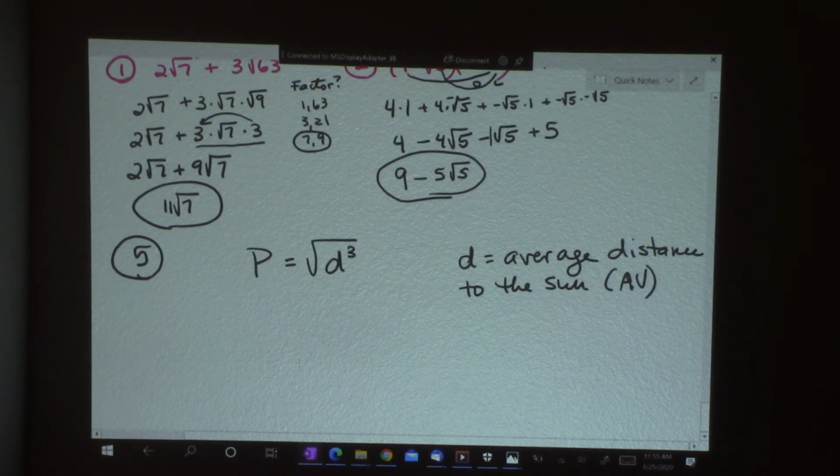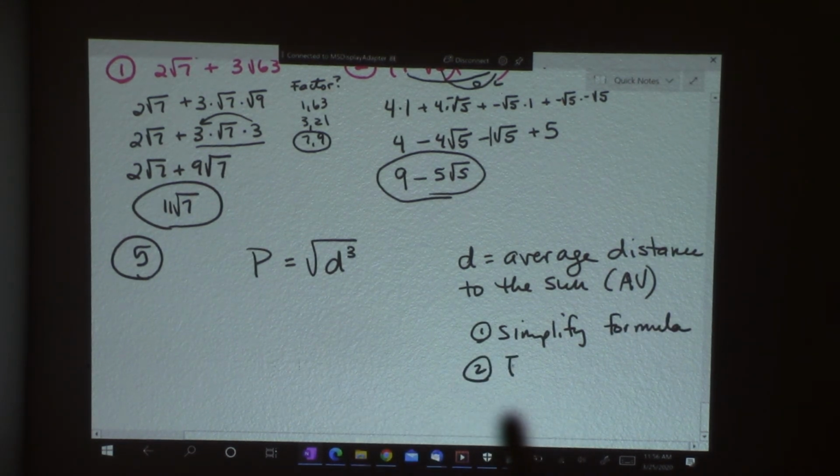All right. So, simplify the formula. Let's do that first. Oh, and what do we want to find? Sorry. We're going to, 1, simplify the formula. And 2, we're going to find the distance to Jupiter.